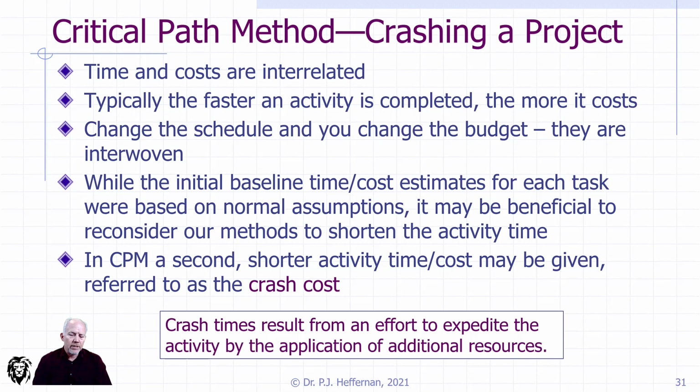So what we need to do now is to look at our work breakdown structure or our CPM and look at the various activities within it, and based on a reconsideration of the assumptions, come up with a second, more expensive cost for a shorter duration activity where that's possible. Basically we're going to come up with a crash time based on a crash cost. So something that is going to save us time, or take us less time to do, but at a different cost in resources in order to achieve it.